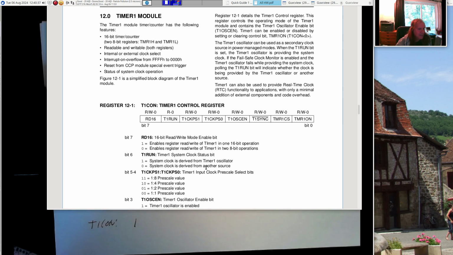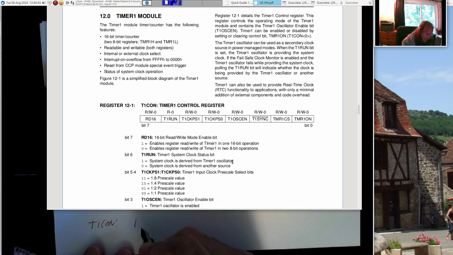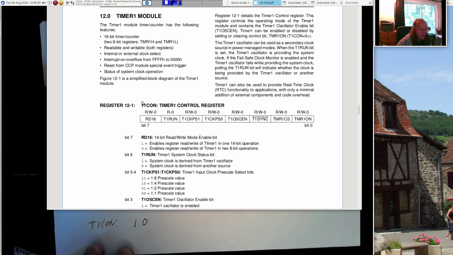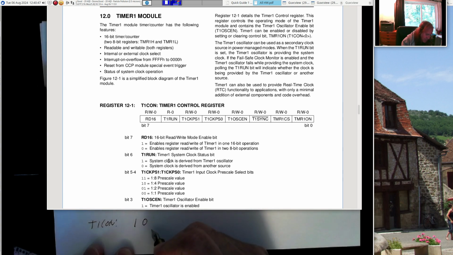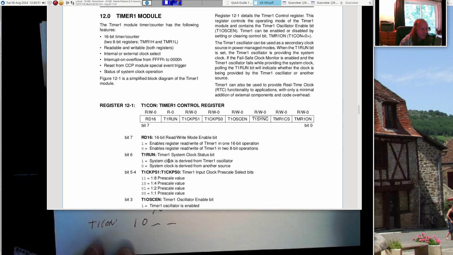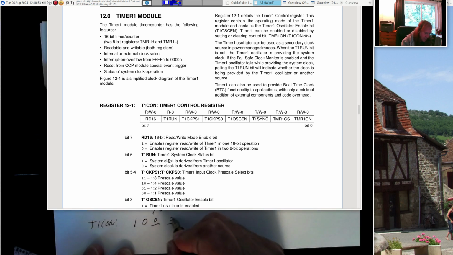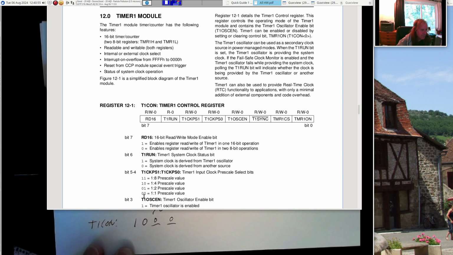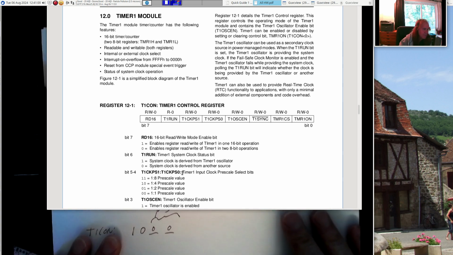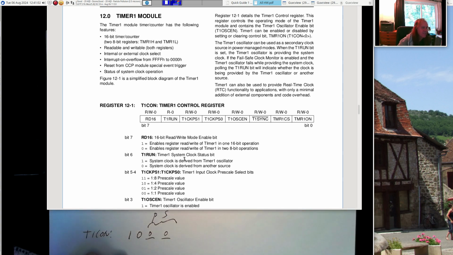The system clock, we're not going to monkey with that. We can set the system clock to come from a different oscillator, but we're just going to leave bit 6 as a 0. And then bits 5 and 4, these will be the prescaler value. And for us, we want a 1-to-1 prescaler. This says set these to 0, 0. But these two bits will change depending on what prescaler we want. So leave that at 0, 0.